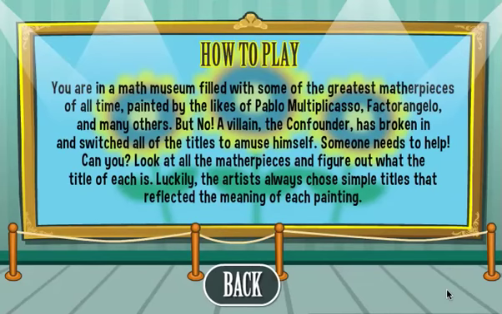Let me read you the info. It says you're in a math museum filled with some of the greatest masterpieces of all time, painted by the likes of Pablo Multiplicasso, Factor Angelo, and many others. But no, a villain, the Confounder, has broken in and switched all the titles to amuse himself. Someone needs to help. Can you? Look at all the masterpieces and figure out what the title of each is. Luckily, the artists always choose simple titles that reflected the meaning of each painting.